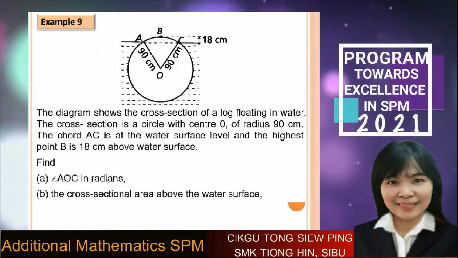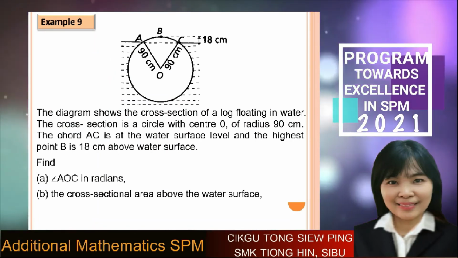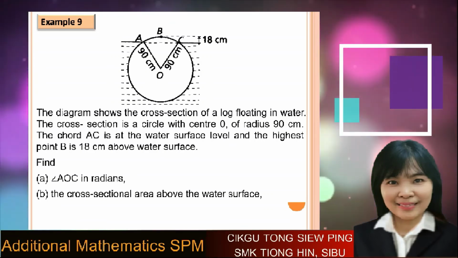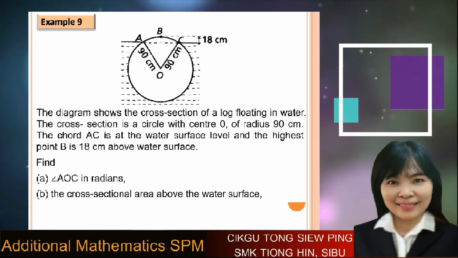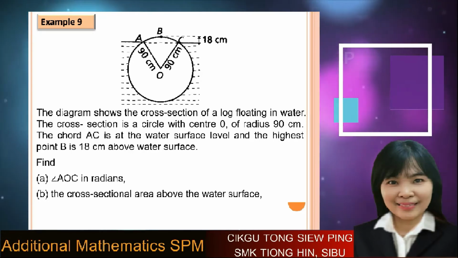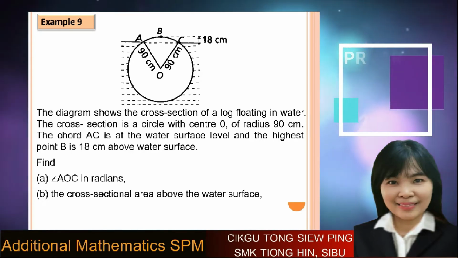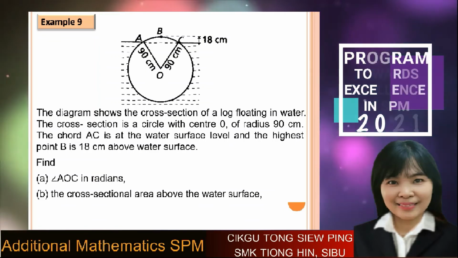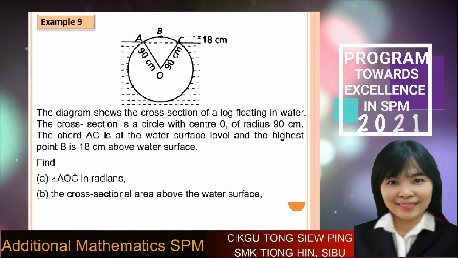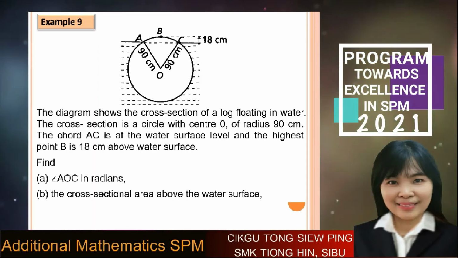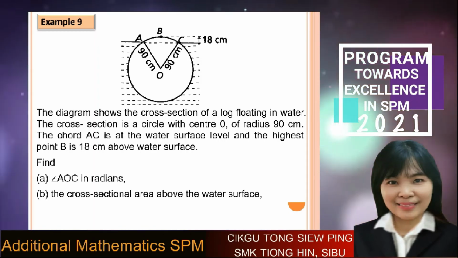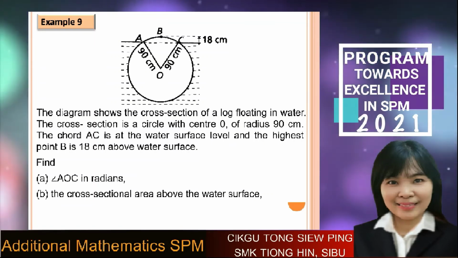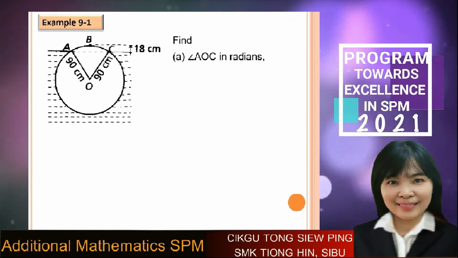Example 9. The diagram shows the cross-section of a log floating in water. The cross-section is a circle with center O of radius 90 cm. The chord AC is at water surface level and the highest point B is 18 cm above the water surface. Find A, the angle AOC in radians. B, the cross-sectional area above the water surface.